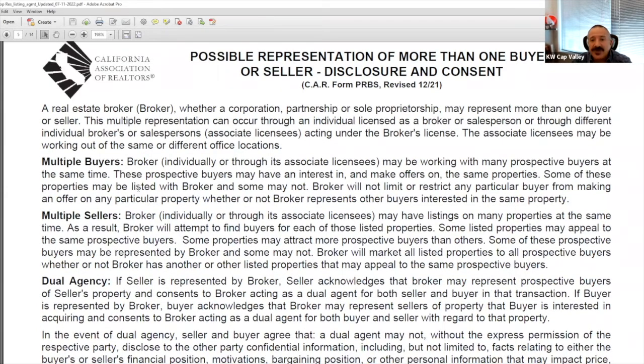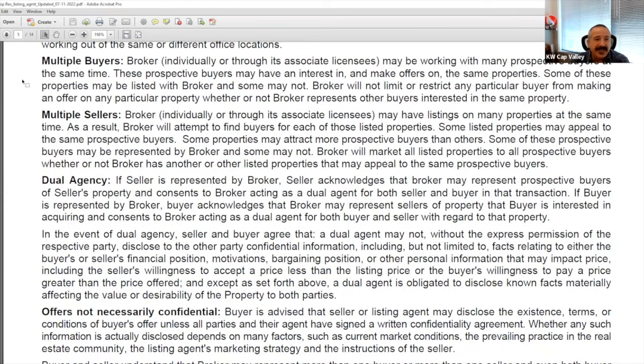The next form that's included in this package, and by the way, this was also updated in December of 2021. Zip Forms did a major rewrite, and then they did an additional rewrite to add in some other stuff in June for some of the forms. But this form is affectionately known as the PRBS, Possible Representation of More Than One Buyer or Seller Disclosure and Consent. And this form basically says, look, we work with multiple buyers, multiple sellers. We don't choose which homes our buyers buy, the buyers that we're working with buy. So if they don't choose your home, don't blame us.